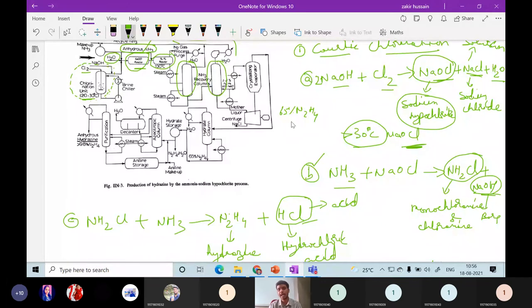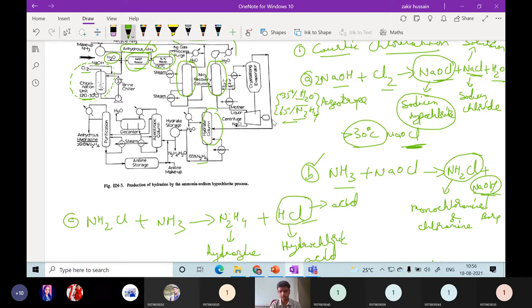So this is called aqueous hydrazine, not anhydrous. Why? Because only 65% is hydrazine, and the rest, this 35%, will be water. Then it will be sent to this hydrate column. After that, as much water as possible will be separated out. Then this 65% hydrazine will form a constant boiling azeotrope with water. So water and hydrazine will form an azeotrope.